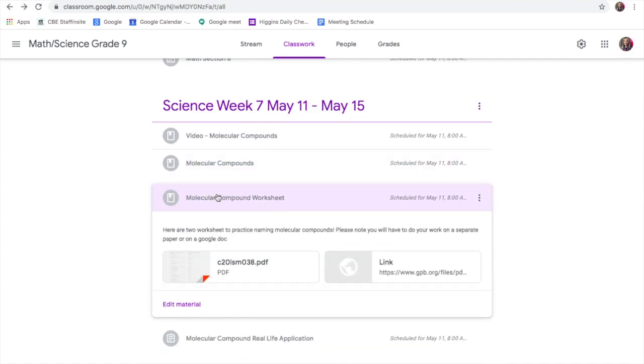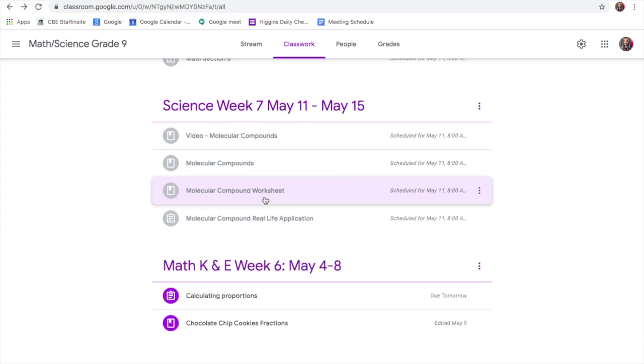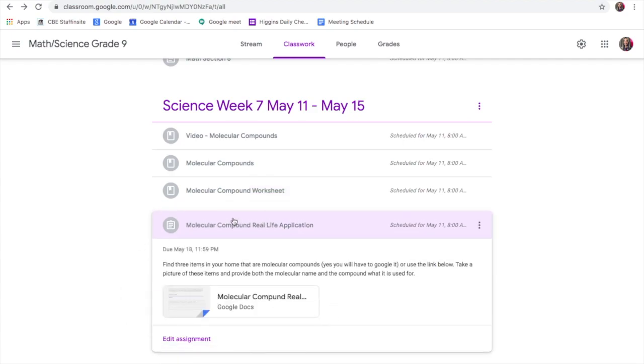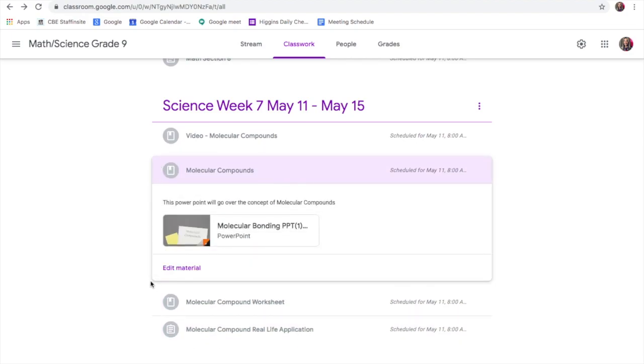Then after that, you do have 2 worksheets this time to complete. Unfortunately, you'll have to do these worksheets on a separate piece of paper. Sorry, I could only find PDF versions. And then finally, I have a real-life application, which I'll explain towards the end of this video. So first, let's take a look at our PowerPoint.